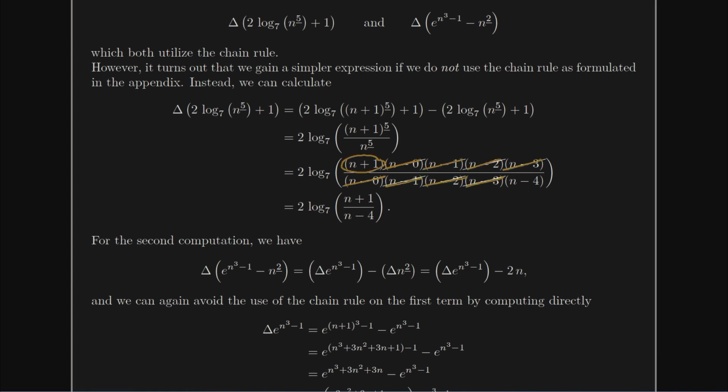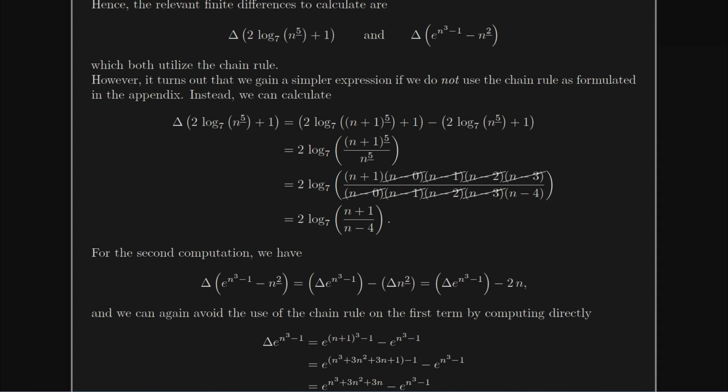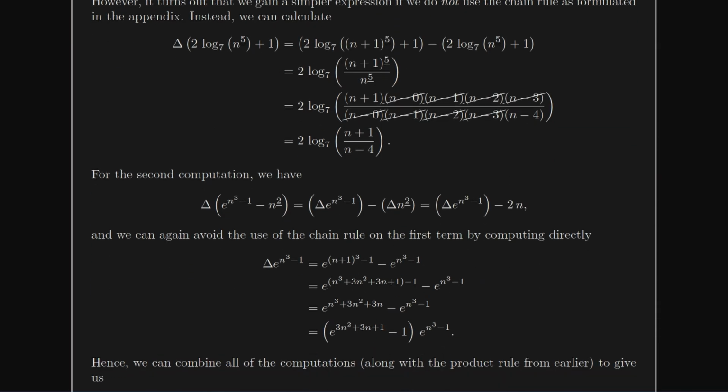We're just left with an n plus 1 in the numerator and an n minus 4 in the denominator. So that does simplify actually quite a bit, which is useful. And then we can look at this second finite difference that we still have to calculate, and we'll go through that. We could also use the chain rule, but we won't, and we'll just calculate directly.